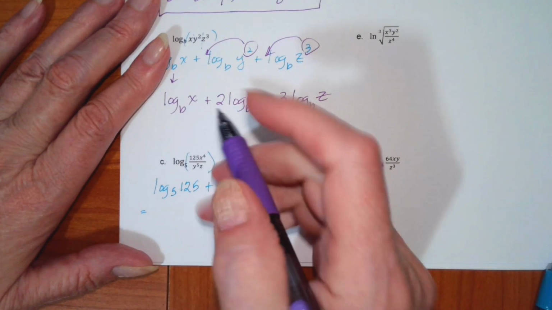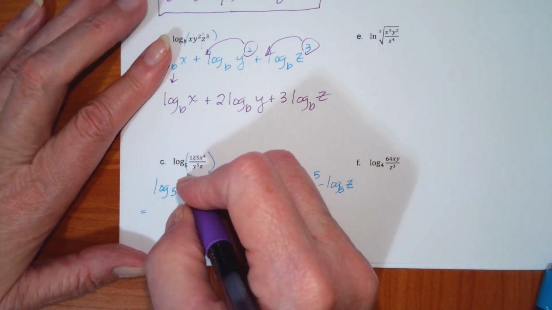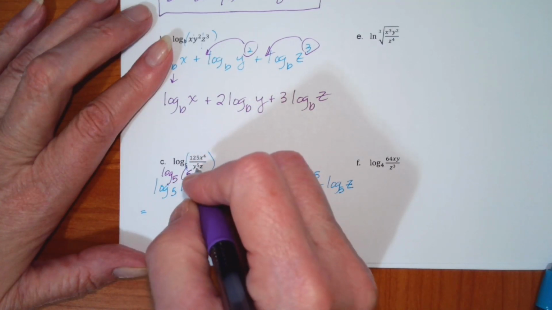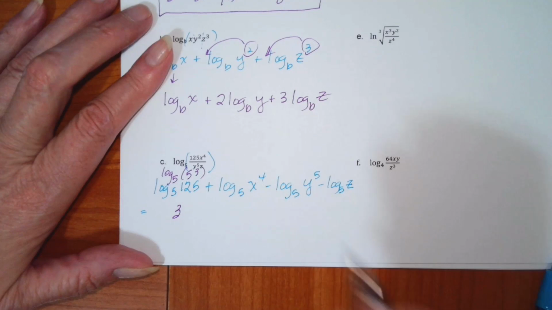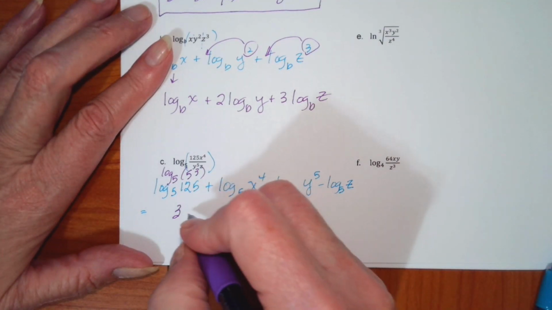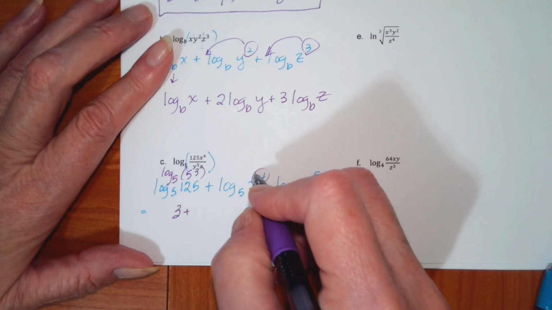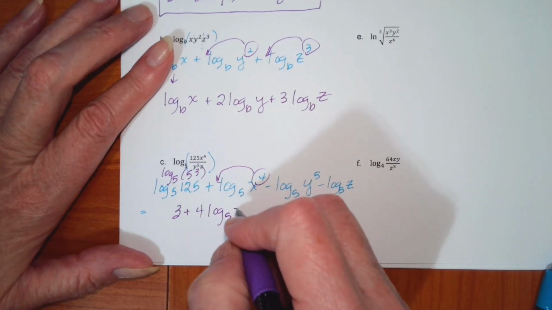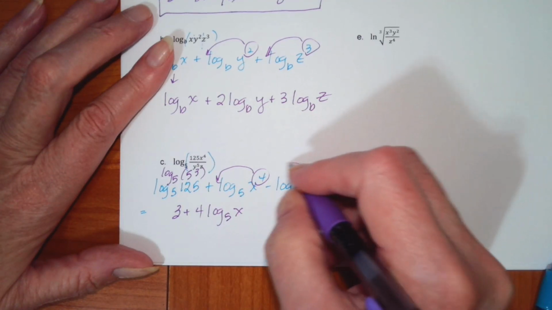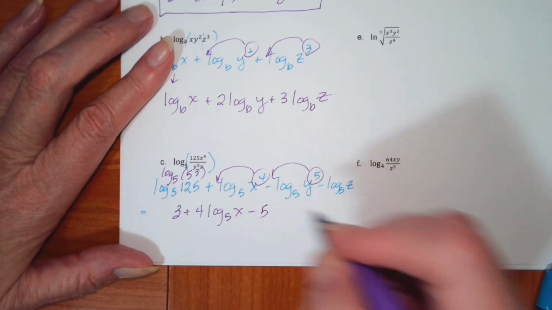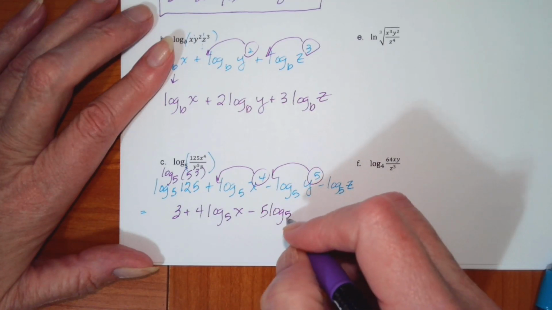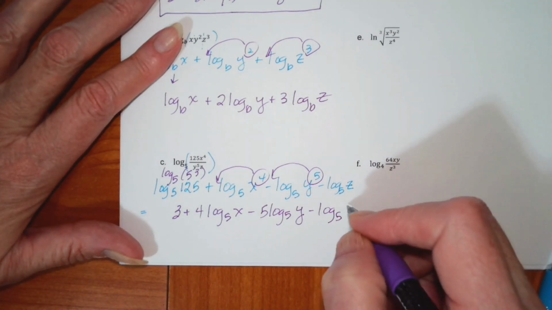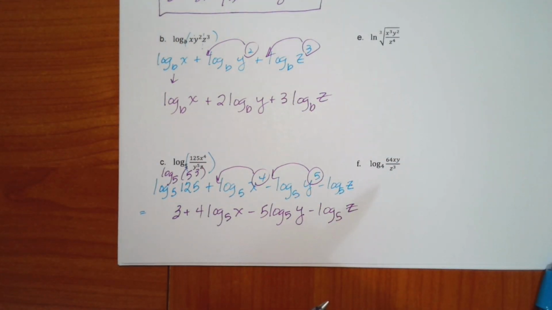So let's see what I know here. I know that 125, this is the same thing as log base 5 of 5 to the third. So this is 3. I can use the power rule. So this becomes 4 log base 5 of x. This becomes minus 5 log base 5 of y minus log base 5 of z. And there's your final answer.